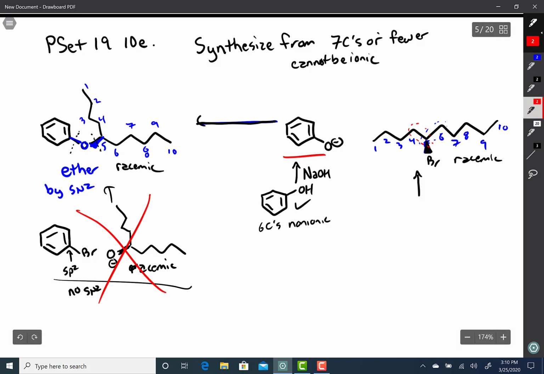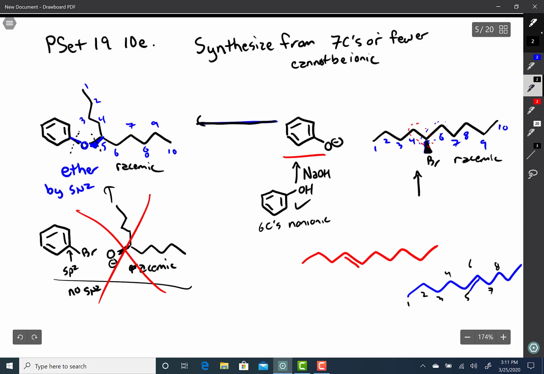We go from the red, we get that alkene. If we use the blue, we get that alkene. And let me make sure I count this right. 3, 4, 5, 6, 7, 8, 9, 10. In the red, 1, 2, 3, 4, 5, 6, 7, 8, 9, 10.